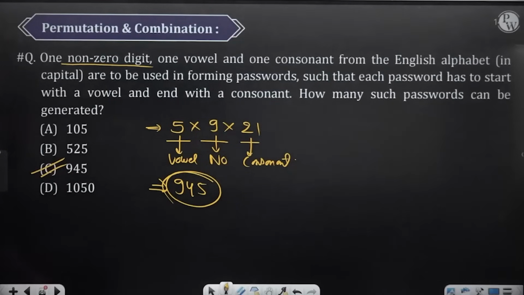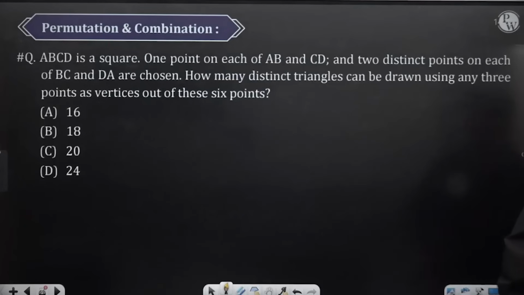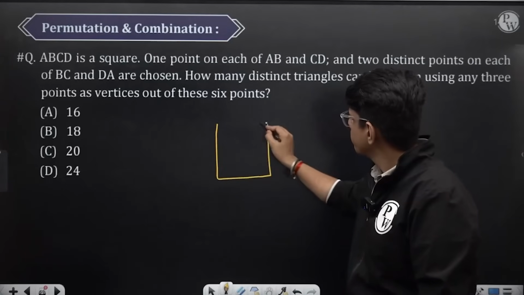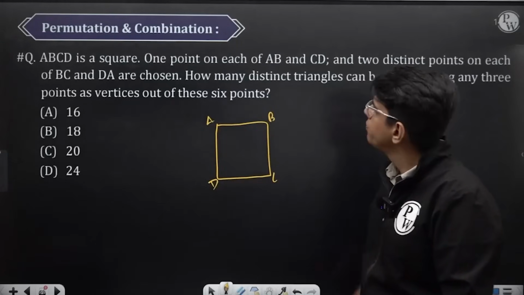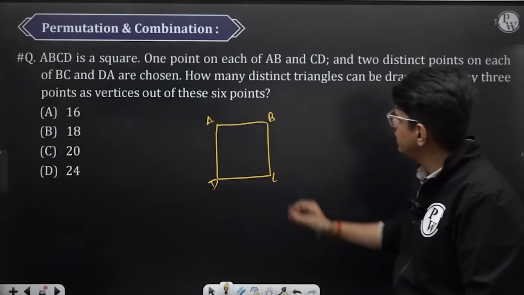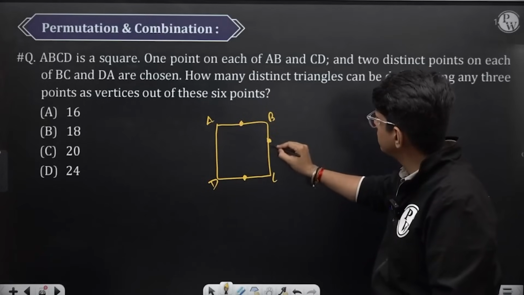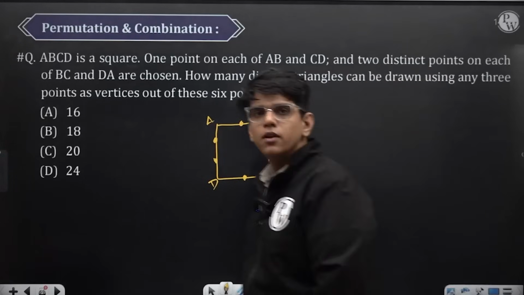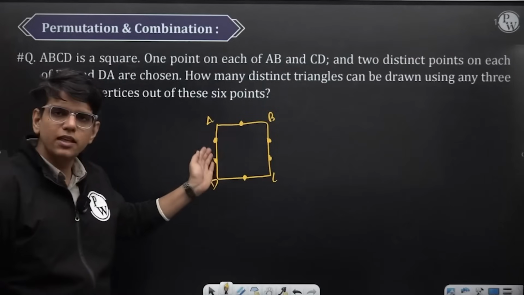Okay. Next 2 questions are based on geometry from PNC. So here the first question is, there is a square ABCD, with 1 point each on AB and CD, and 2 points on the other sides. So in total there are 6 points. Now they have asked how many triangles can be formed from these 6 points.